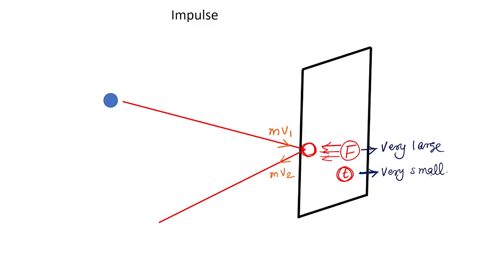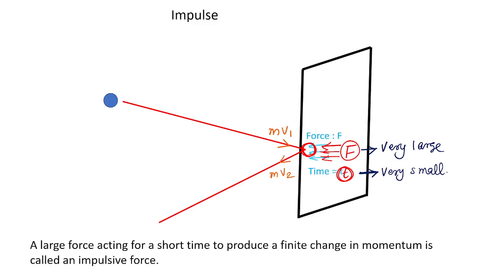Okay, let me conclude. After that you can ask me doubts. So force is there, time is there. There is a term associated with this. Let me define that. A large force is exerted by the wall, and this force is applied for a short time. A large force acting for a short time to produce a finite change in momentum.